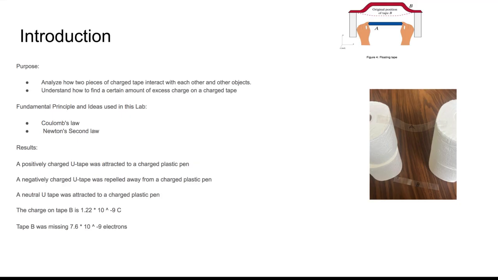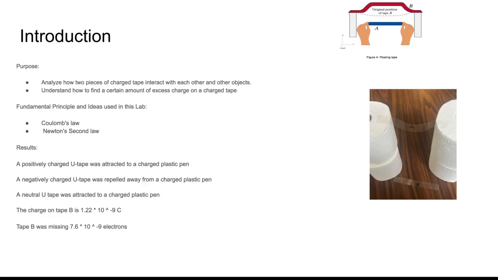So this is a model. The top picture is a model of a second component of the lab, which was taking two pieces of tape and putting a certain distance in between them in order to observe the electric forces and the behavior of the forces. And here's the actual picture. The bottom is an actual picture of the lab. So the fundamental principles and ideas used in this lab were Coulomb's law and Newton's second law.